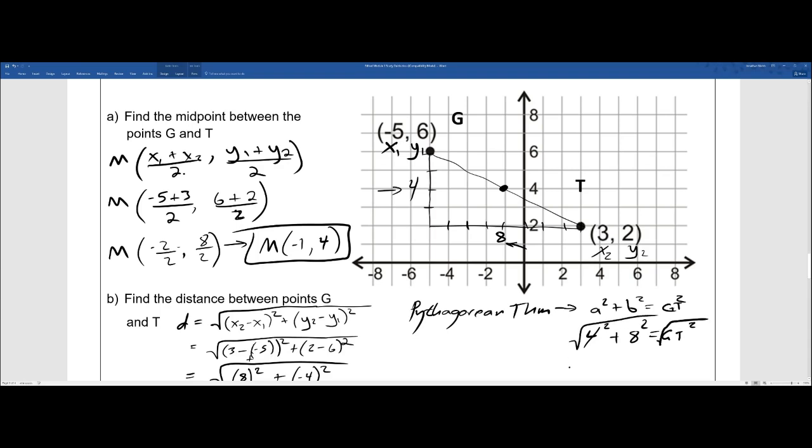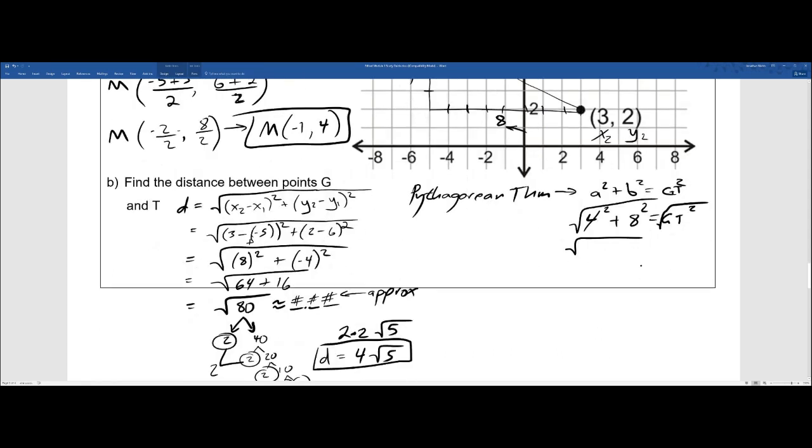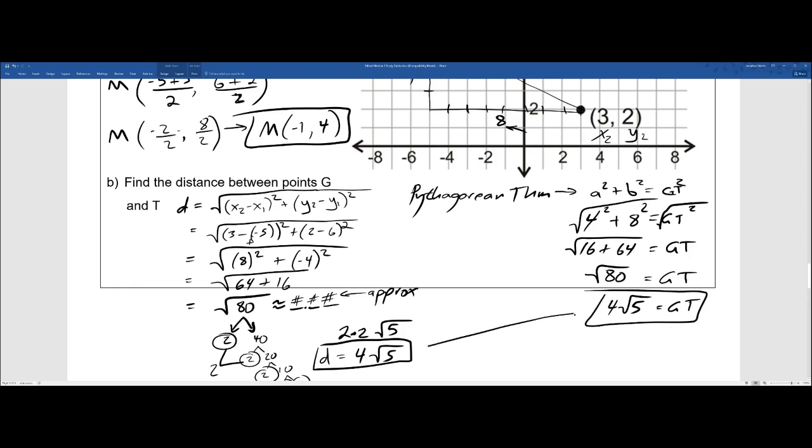So again, you should be able to get the same answer as earlier in the distance formula, okay? You're still going to get the 16 plus the 64, all being square rooted for GT. You're still going to get that square root of 80 for GT. And it's still going to be 4 square root of 5 in the exact form, okay? So notice how you can double check yourself to make sure you did everything correct. Very useful.